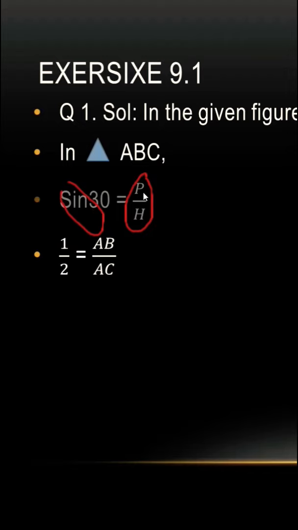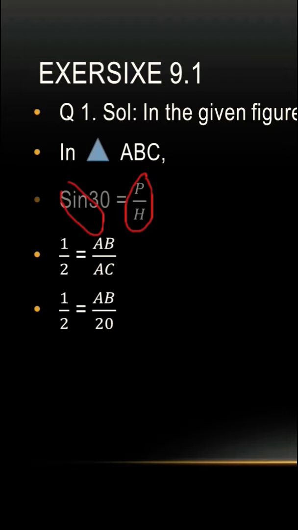So P is the perpendicular. The perpendicular is line AB. Okay, then H is the hypotenuse, which is line AC. So P by H is AB by AC.